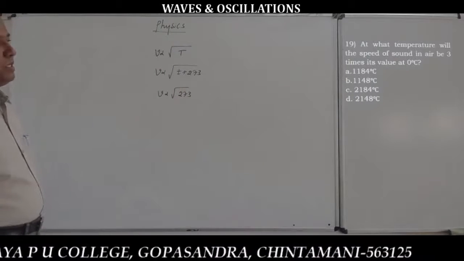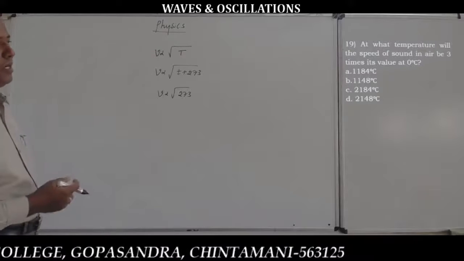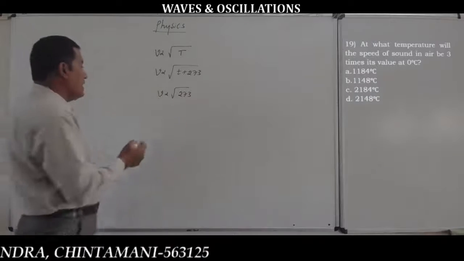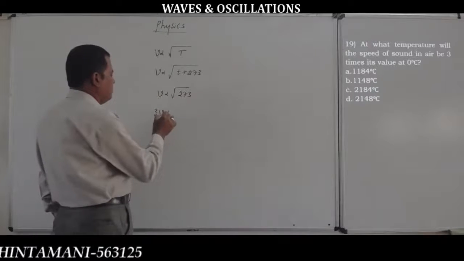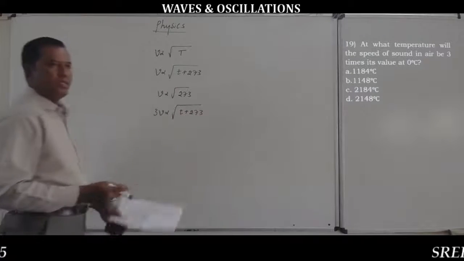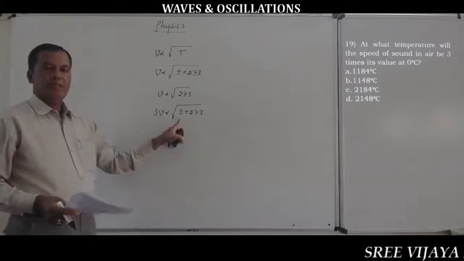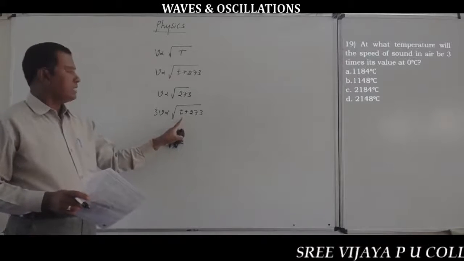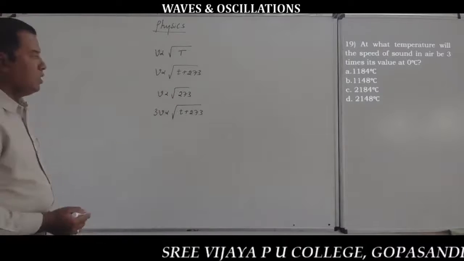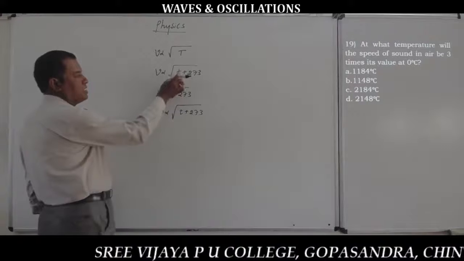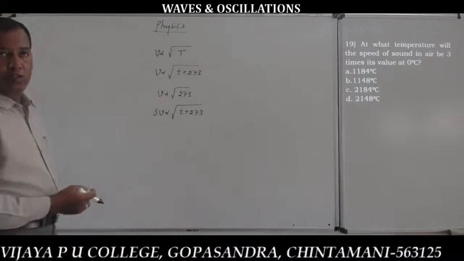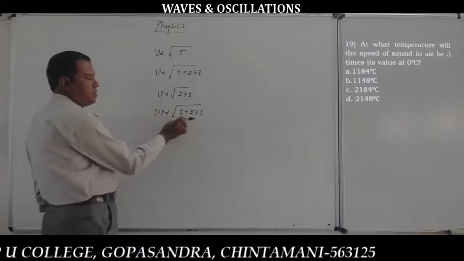At what temperature will the speed of sound in air be 3 times its value at 0 degree Celsius? Now at 0 degree Celsius, I have considered the speed as V. 3 times V, let us consider 3V, it is proportional to square root of T plus 273. Now we are supposed to find this T value, where the speed of sound is 3 times its speed at 0 degree Celsius, therefore 3V proportional to square root of T plus 273. V is at 0 degree Celsius, therefore in the first equation I have considered T as 0. Now it should be 3 times the speed at 0 degree Celsius, it is 3V, and we are supposed to find the T value.